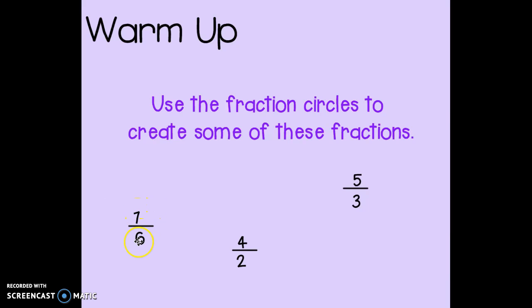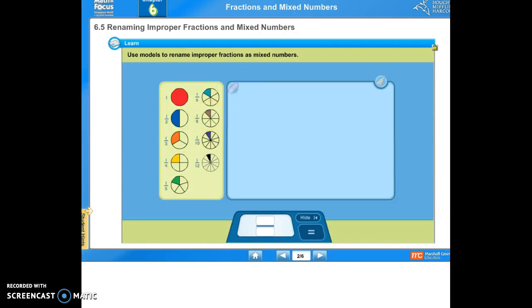If I had the number 7/6, if I wanted to make that fraction, my denominator is sixths, so I know I need my sixth fraction circle. And it says I need 7 of them, so I'm going to start plugging them in. 1, 2, 3, 4, 5, 6. I need one more. 7. I have just made the fraction 7/6.